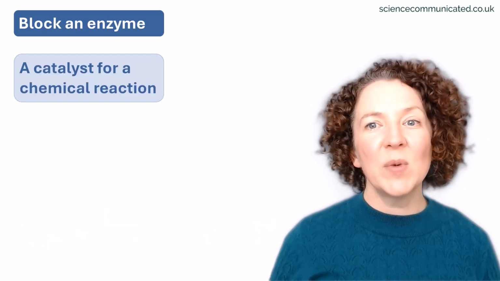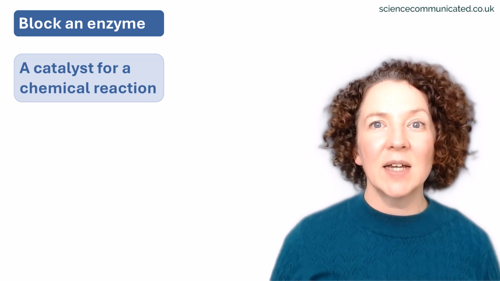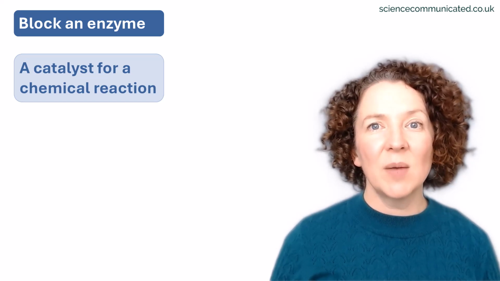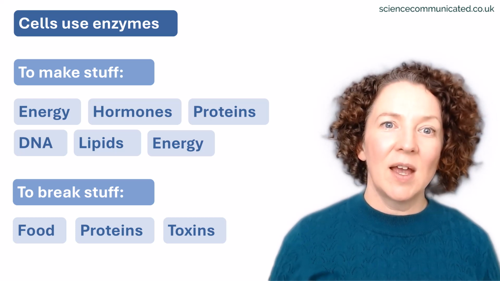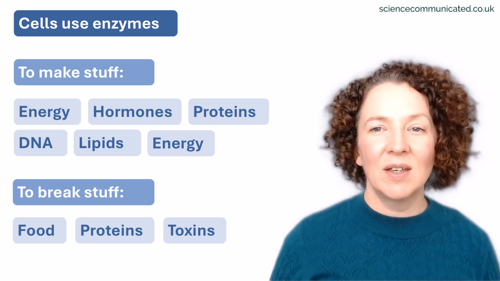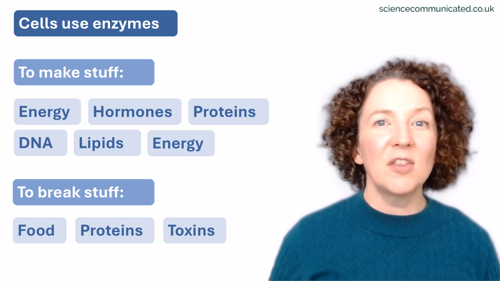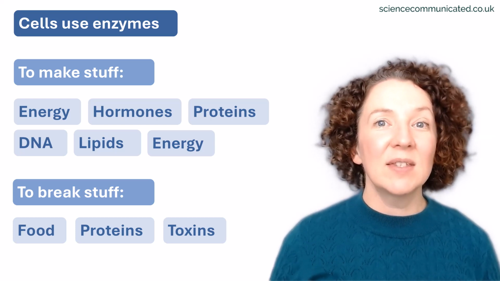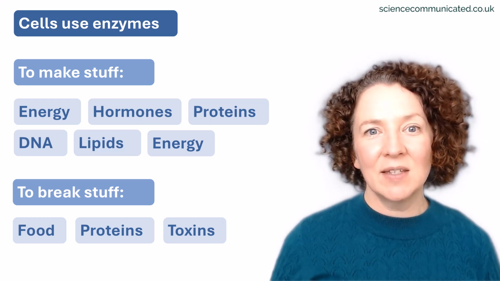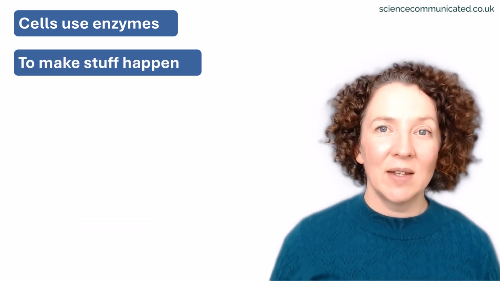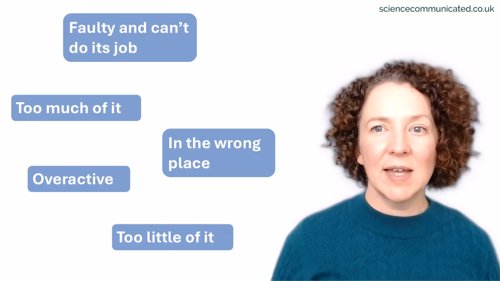One of the most common targets of small molecules are enzymes, proteins that act as catalysts and speed up chemical reactions. Our cells make thousands of enzymes and they use them to make stuff happen. They use enzymes to make energy, to make DNA and proteins and other complex molecules, and to break things down like food and toxins. There's an awful lot of stuff going on in our cells, and an awful lot of it depends on enzymes.